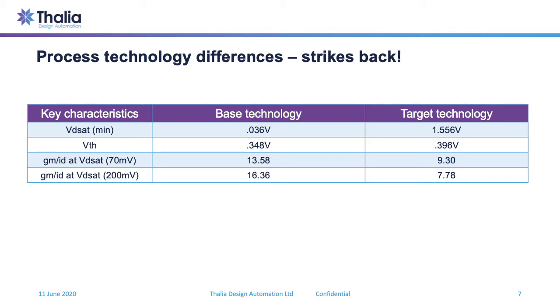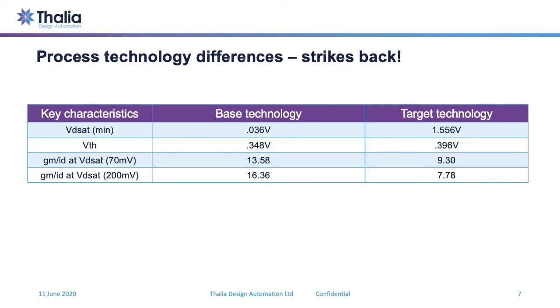What this means is, when you look at GM over ID at specific VD-SAT points of 70 millivolts and 200 millivolts, in the base technology you can operate the device closer to 70 millivolts because the VD-SAT min is 0.036, 36 millivolts. In the case of the target technology, you can't operate the device at 70 millivolts, largely because the VD-SAT min is 1.556, which means you need to operate it closer to the last row here. GM over ID in the first case is closer to 13.58 because of the VD-SAT min, while for the target technology it is closer to about 8.5.